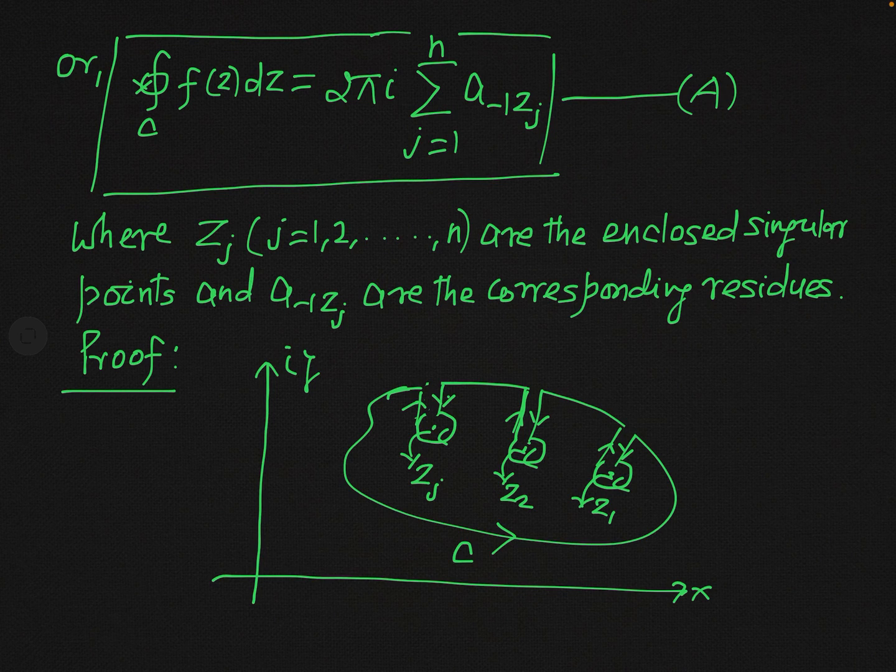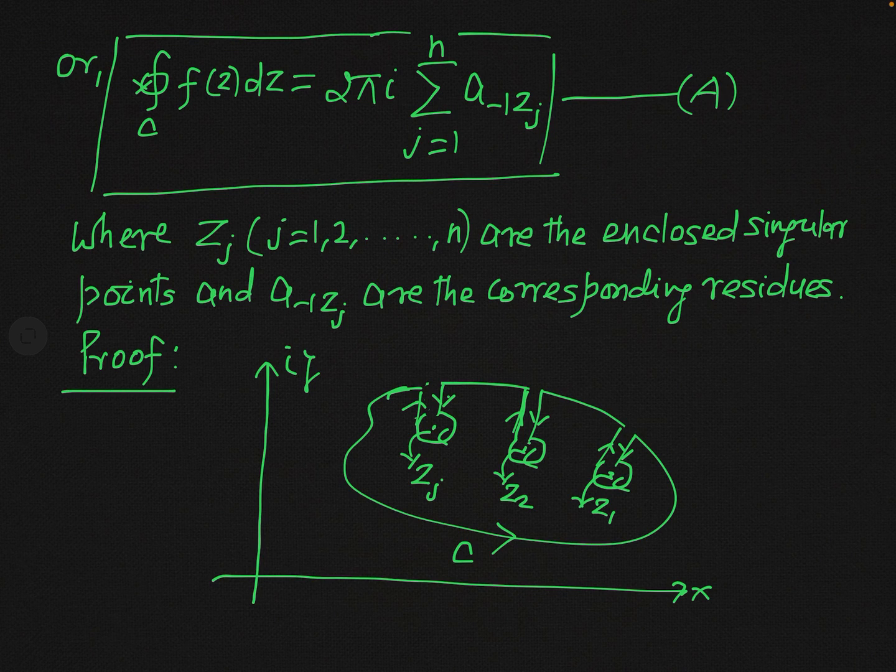Whenever two circles intersect one another or cut one another, those points will not be isolated singular points. So for being isolated singular points, these must be non-intersecting circles. Now to prove this theorem, we will apply the Cauchy integral theorem for the multiply connected region.